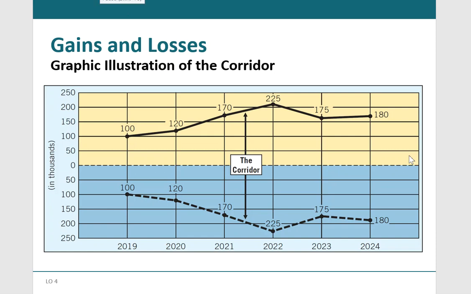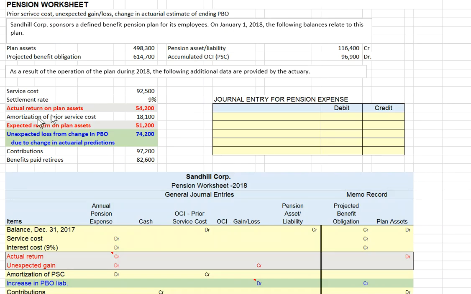Let's go ahead and take a look at a problem that involves gains and losses on pension plan assets and increases in our pension benefit obligation related to changes in actuarial assumptions. In this worksheet, we're going to consider a situation where our actual return on pension plan assets is different than our expected return on pension plan assets. And in addition, we're going to have an unexpected loss from changes in our pension benefit obligation due to changes in our actuarial projections.